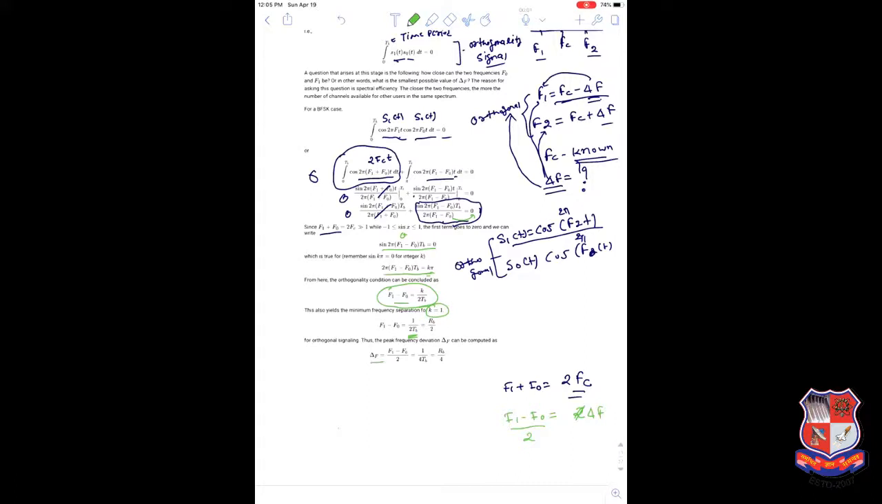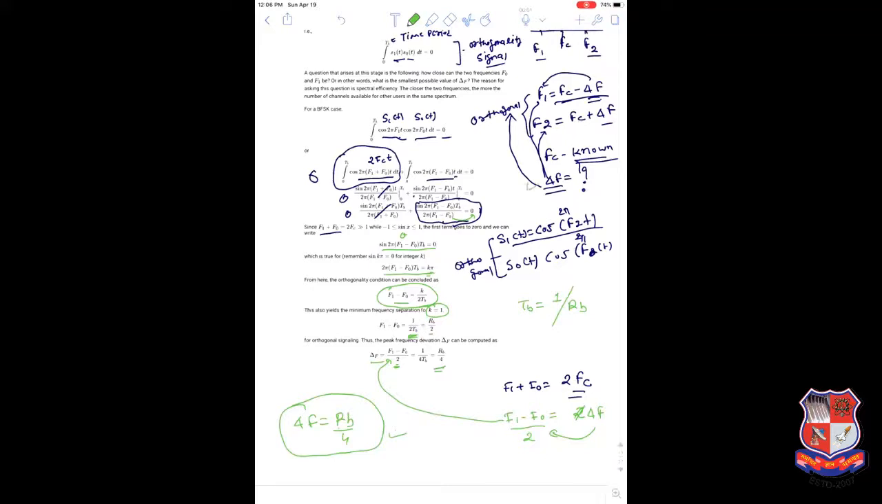And delta f is what? (f1 minus f0) by 2. So 2 tb, where tb is the time period for one bit, equal to the data rate Rb. If you put this value here, it becomes Rb by 2. And if you put delta f equal to (f1 minus f0) by 2, as has been put here, then we get the delta f value as simply Rb by 4. So note this down.